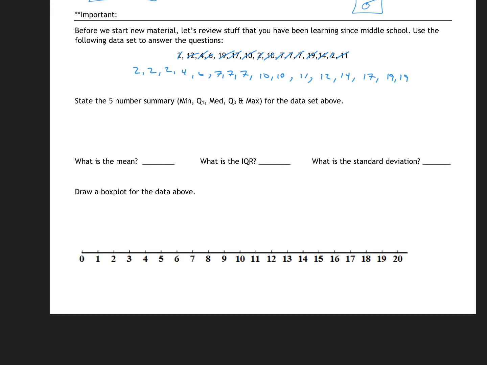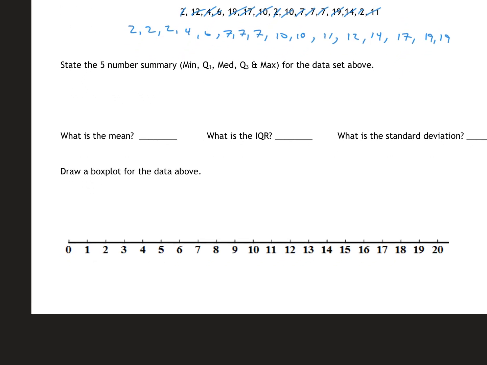So state the 5-number summary here first. So I got my minimum is 2. My Q1 is 5. My median is 8.5. My Q3 is 13. And my max here is 19.